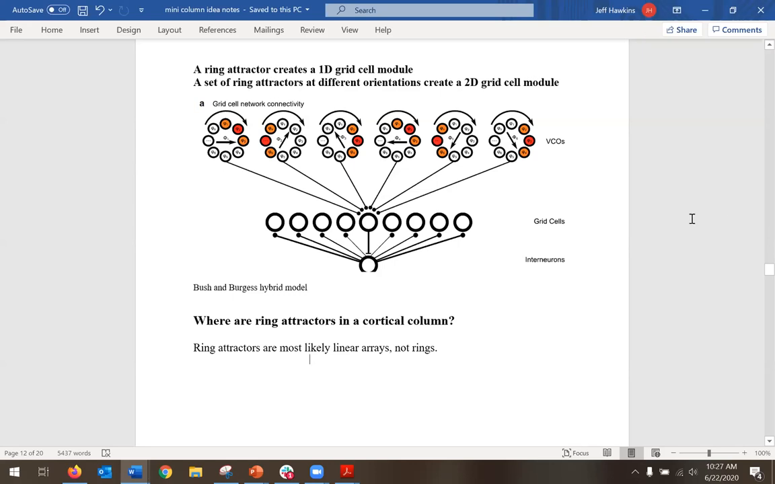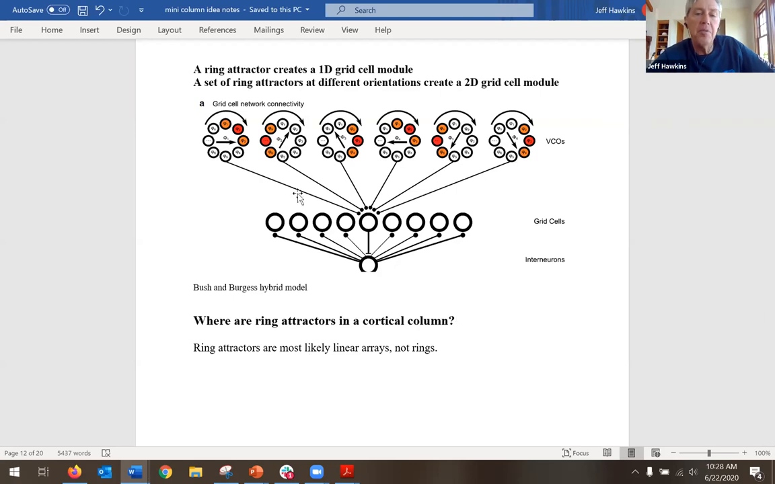But it's possible. The reason I mention it is that getting the timing of these things to maintain a phase with respect to each other is a difficult ask. But if there is a physical spatial reason for the phase... Actually, I agree with you. The question I'm going to ask is, where are the ring attractors in a cortical column? That's the question I'm getting at. There has to be a physical mechanism to make cells do this, right? If that's what you're saying, I'm with you.